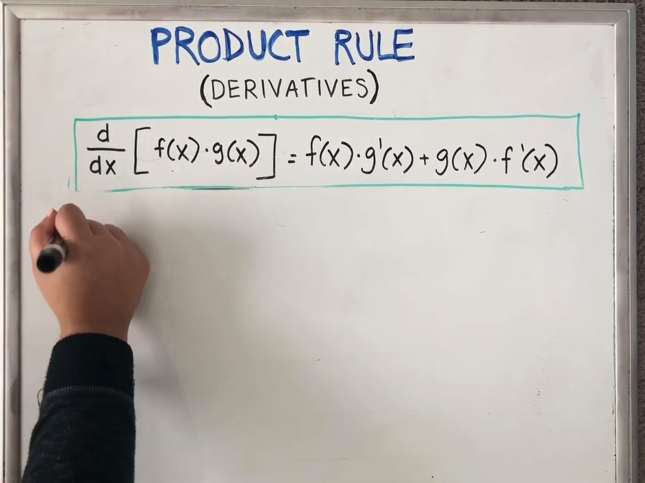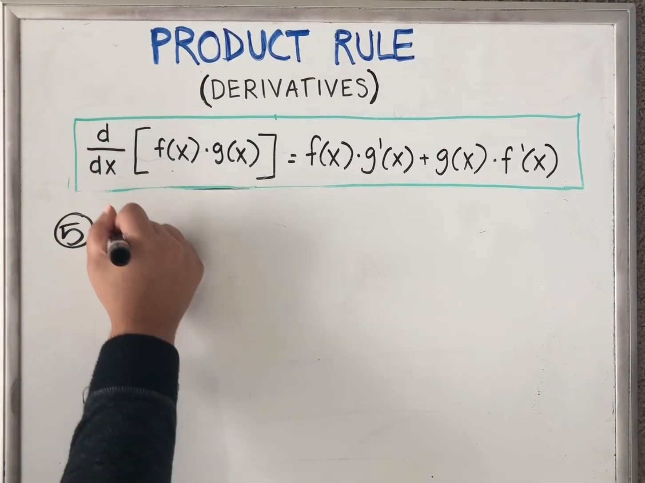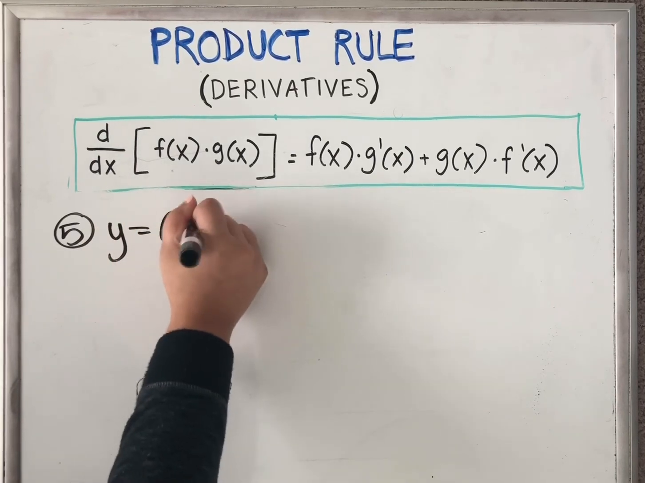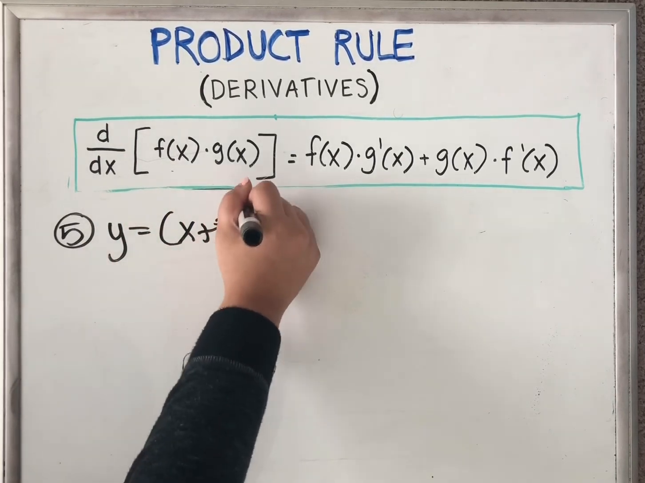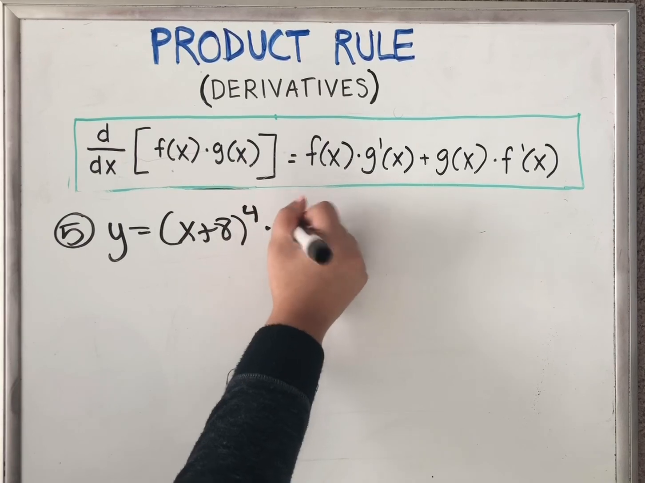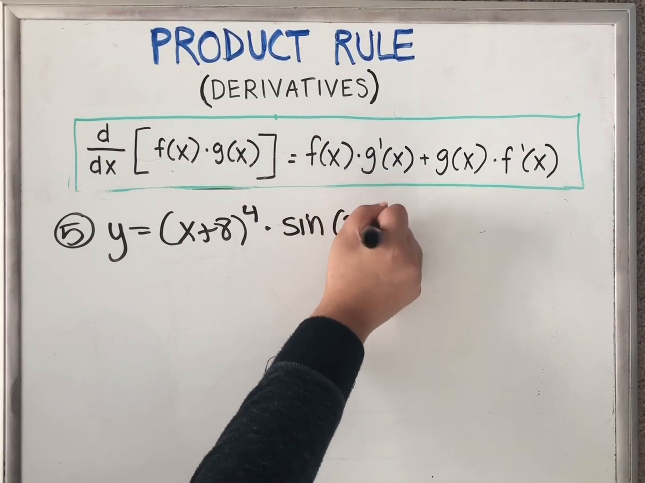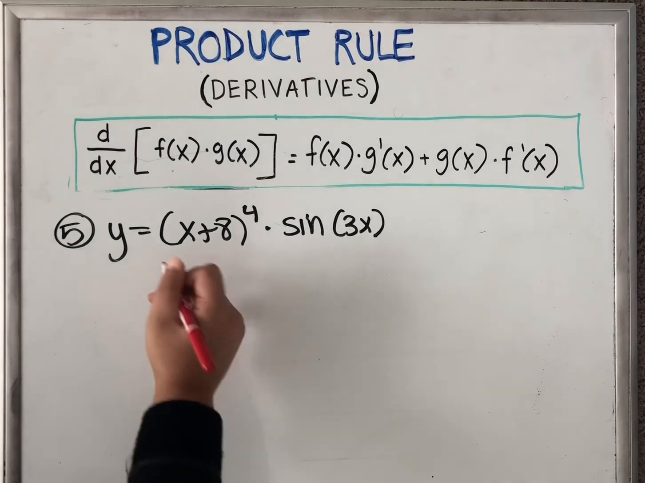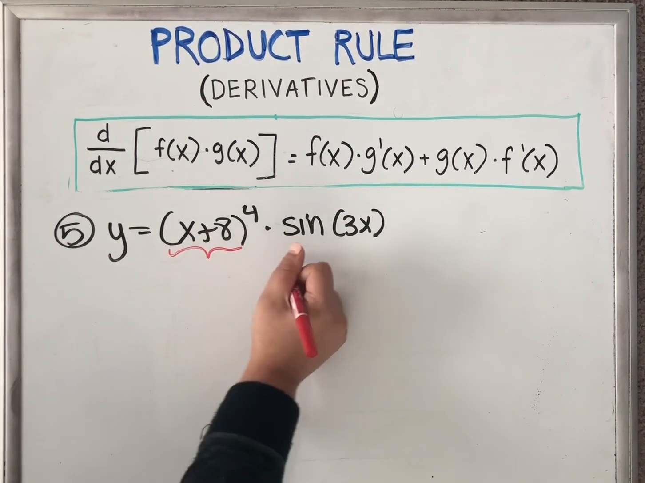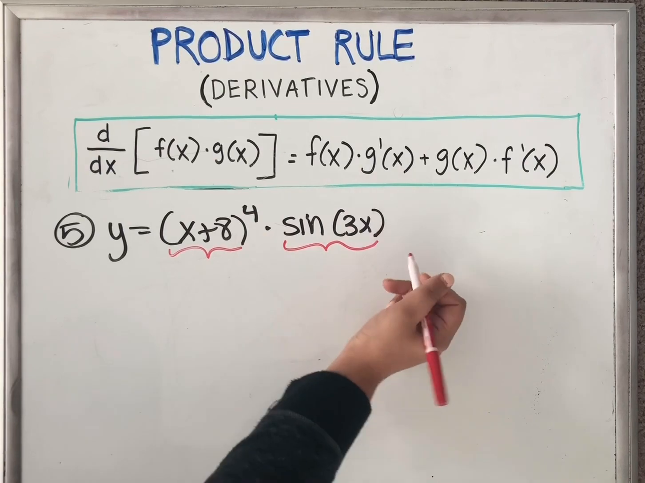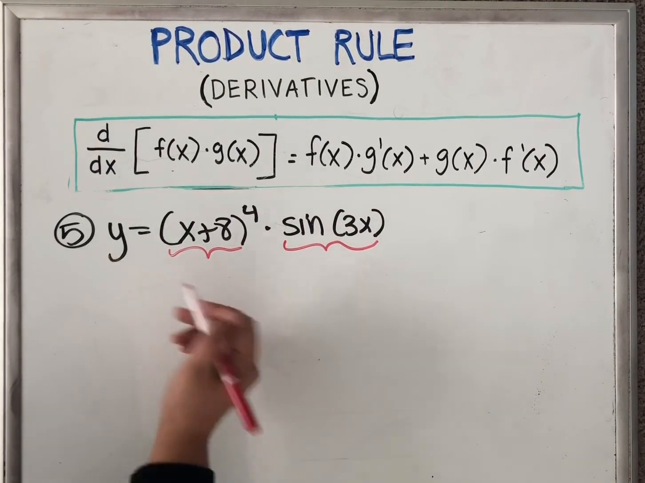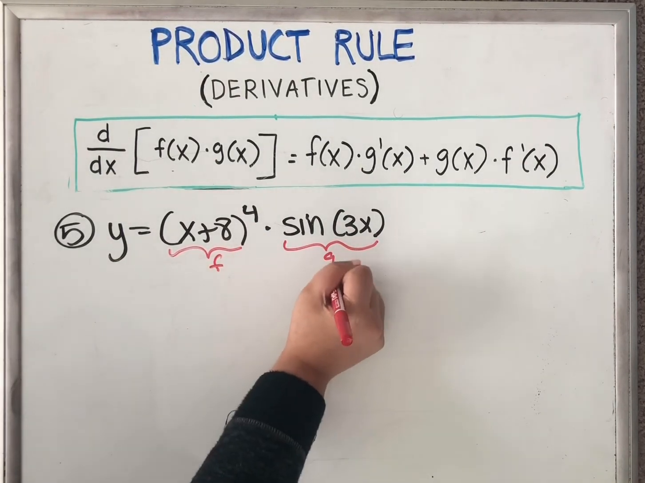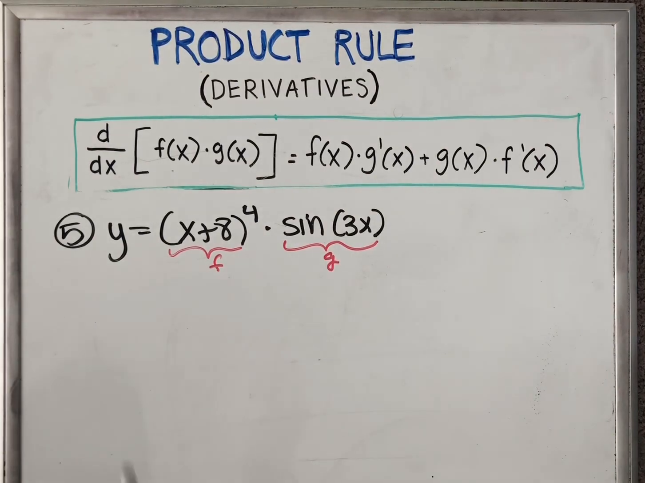All right, so for number 5, we have a little bit of a lengthy one. We have y equals (x plus 8) raised to the 4th times sine of 3x. Again, we just have to realize here that we have two functions being multiplied to each other. So we know we have to use the product rule to find the derivative of this entire thing. I'm just going to call this one f and this one g. Okay, let's jump right in.